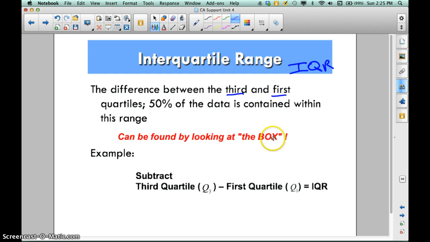Remember what I said, the first quartile was the bottom of the box, and the third quartile was the top or right side of the box. And so if you subtract those two numbers, third quartile minus first quartile, that is called the interquartile range. And we will practice all of these. Right now I want you to just get familiar with the terminology.